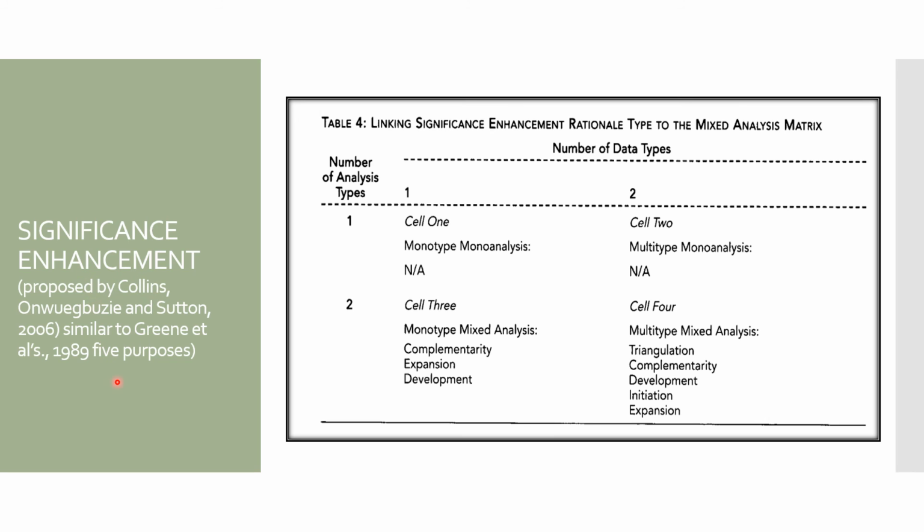So we want to end by talking about significance enhancement, right? This is similar to what Greene et al. would have proposed in her 5 purposes for conducting your mixed method study. Significance enhancement is one of the 4 major rationales for mixing quantitative and qualitative approaches, and this is also integrated into Greene et al.'s 5 purposes. So it's really enhancing your interpretation of your data, and we would have seen the 5 purposes: complementarity, expansion, development, and so on. So cell 4, again, we're going to pay attention to triangulation, complementarity, development, initiation, and expansion.